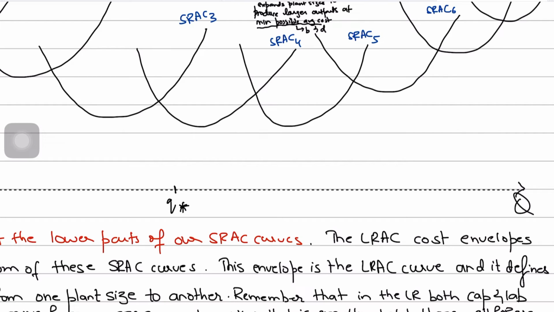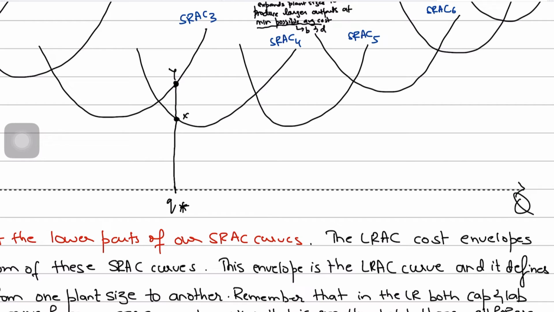So for example, in order to produce Q star units, the firm has two options. The firm can produce it using the amount of capital that is associated with SRAC 4, where point X on SRAC 4 represents a lower average cost than point Y on SRAC 3. Or it could use the amount of capital that is associated with SRAC 3, in which case the average cost would be much higher.